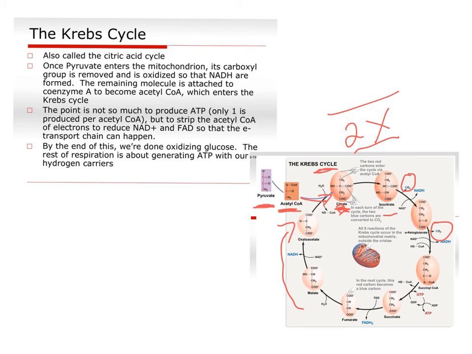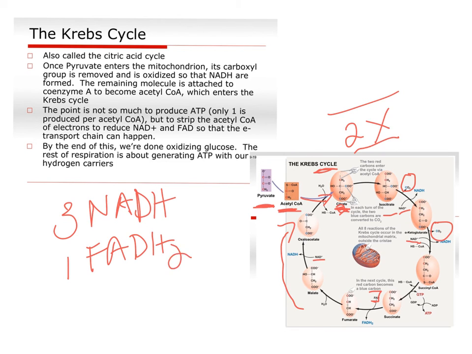But also notice 1, 2, 3 NAD pluses are going in and coming off as NADH. So we've got 3 NADH that are produced. Here comes a new friend, FAD, that goes in, and you get 1 FADH2 that comes off. Just another hydrogen carrier, or electron carrier. It carries electrons and hydrogens, right?